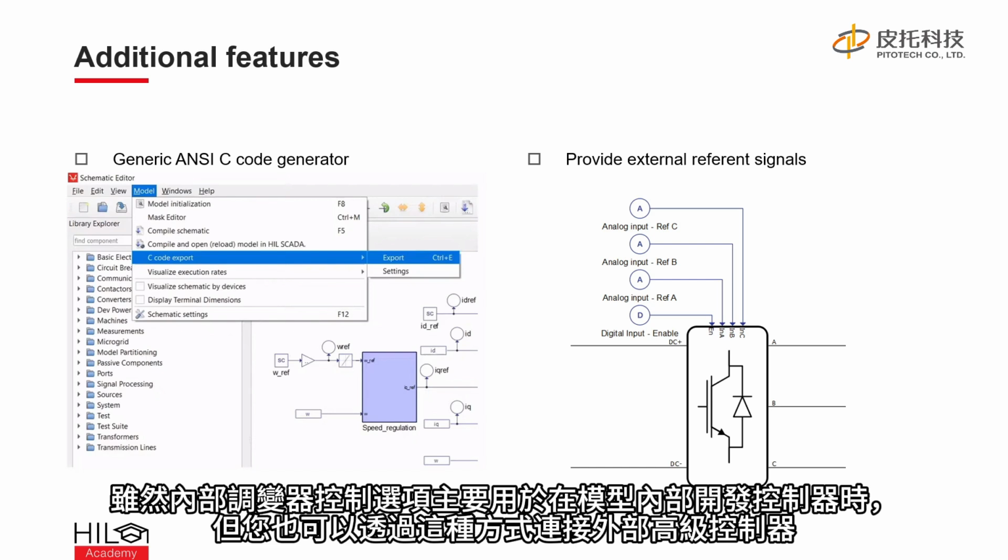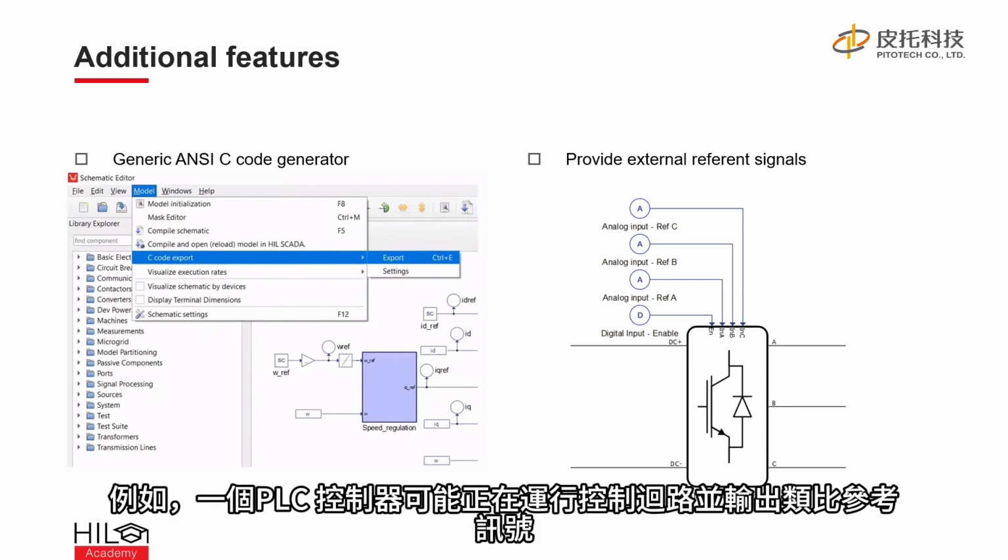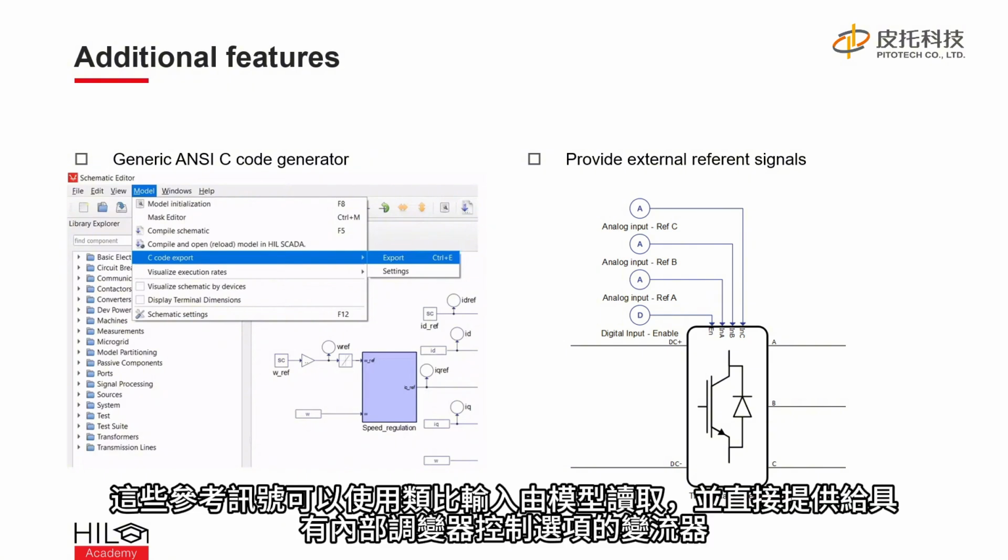Although the internal modulator control option is primarily used when controllers are being developed inside the model, you can also interface an external, high-level controller this way. For example, a PLC controller may be running control loops and outputting analog reference signals. These reference signals can be read by the model using analog inputs and provided directly to a converter with the internal modulator control option.